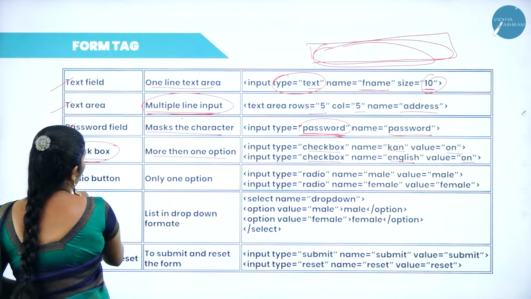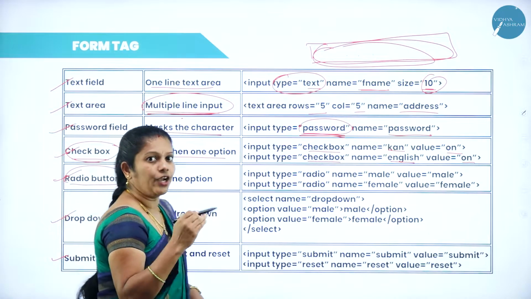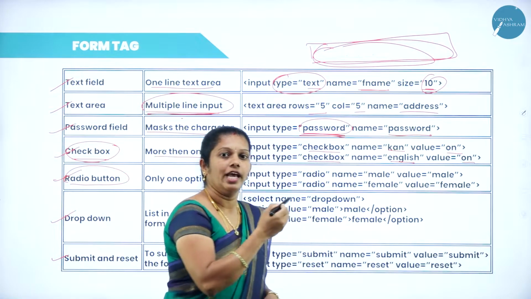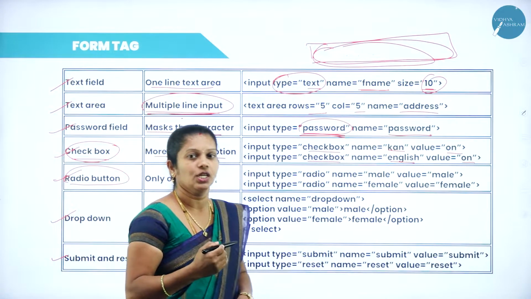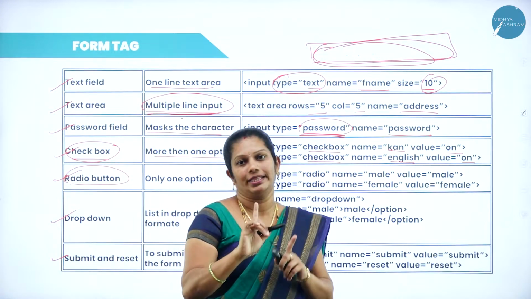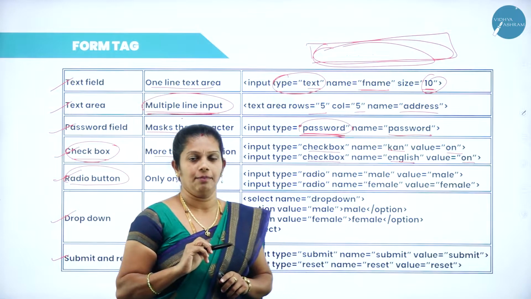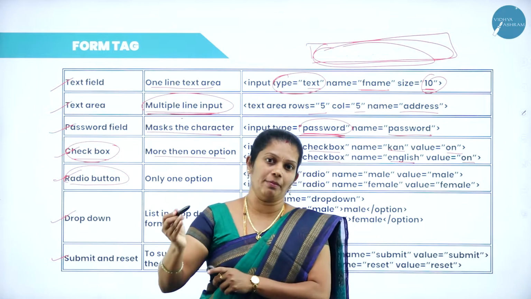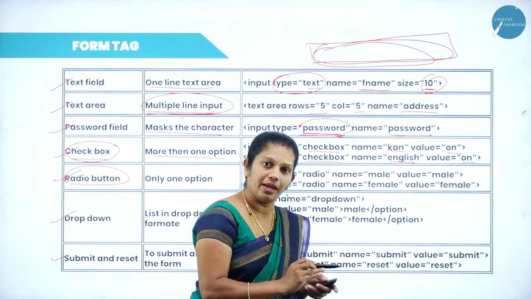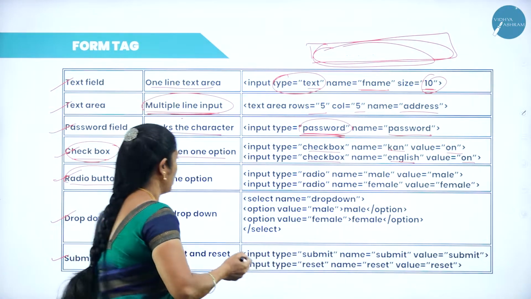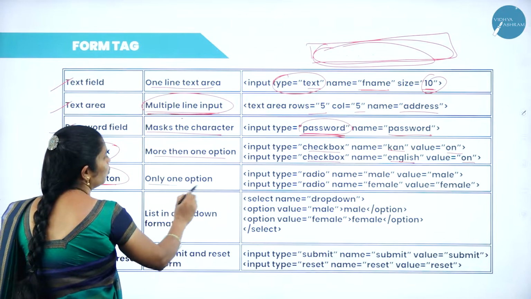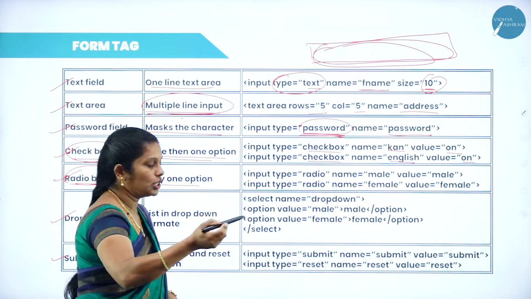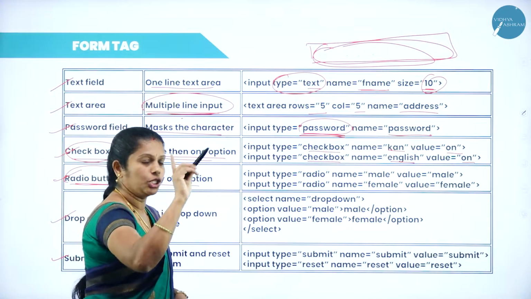And the next one is radio button. A radio button helps to select only one option at a time, whereas checkbox helps to input multiple options. For example, if I am going to get the options male or female, then I have to select only one option, whether it may be male or it may be female. In that case, we are using this radio button. Only one option we can select. Whereas checkbox helps to select multiple options, radio button helps to select only one option.